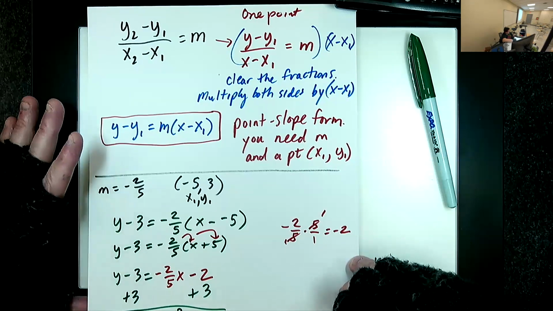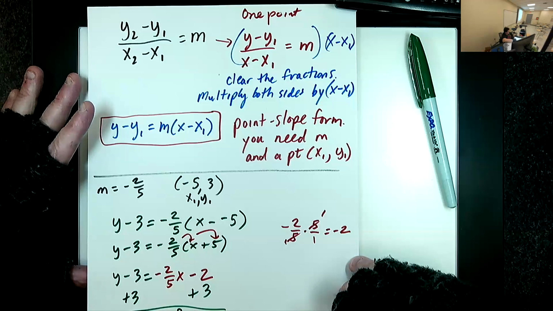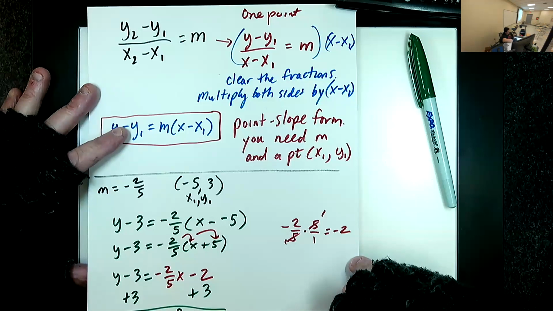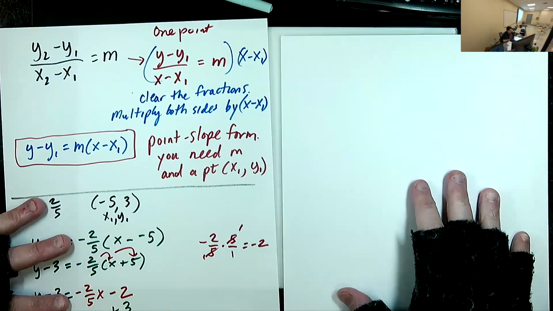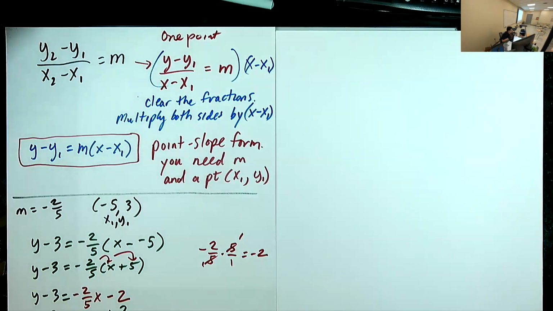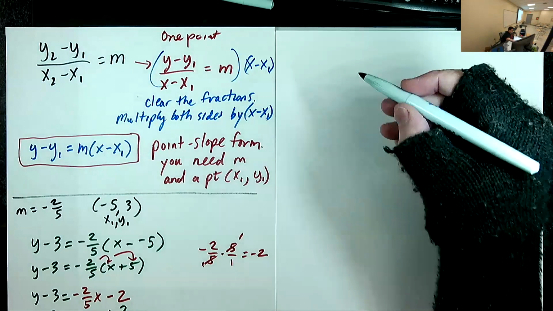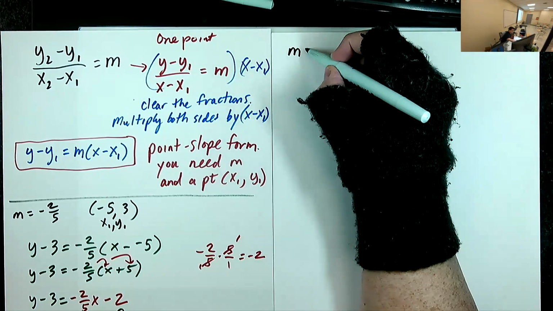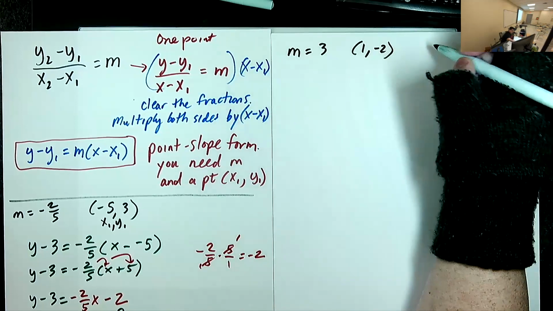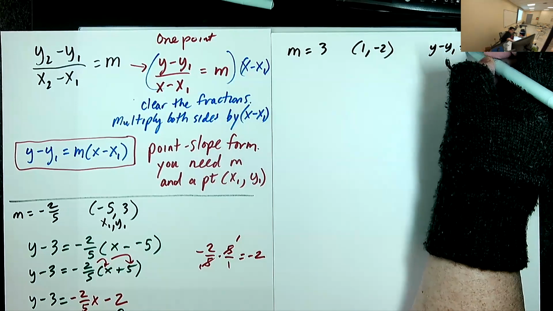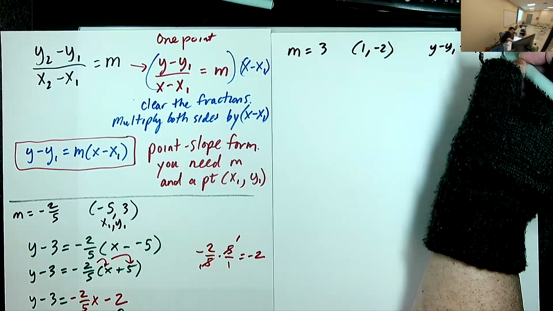You guys want to try one on your own? Let me rephrase that. Let's have you try one on your own. Never ask students if they want to voluntarily do more work. You know better than that, Jones. And you're using y minus y1 equals m times x minus x1.